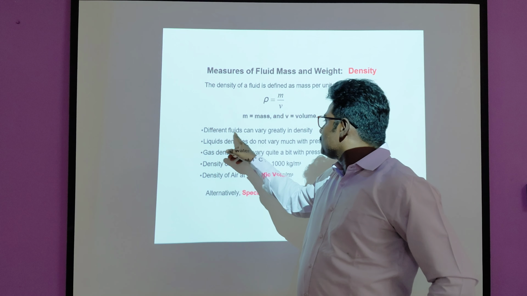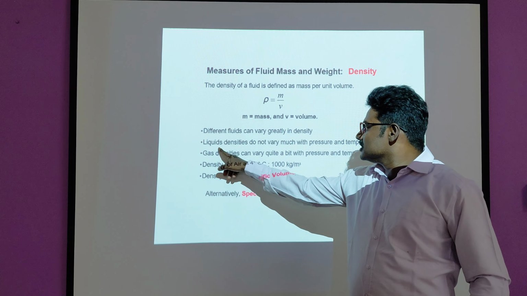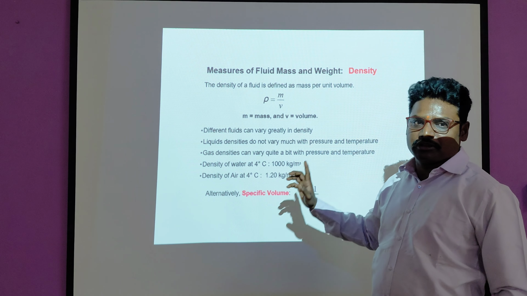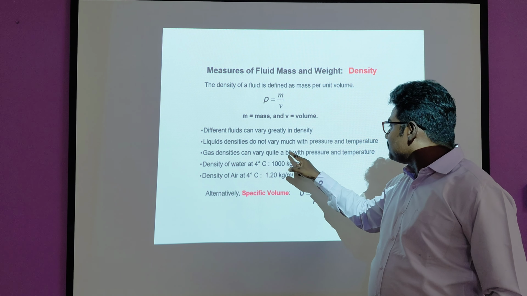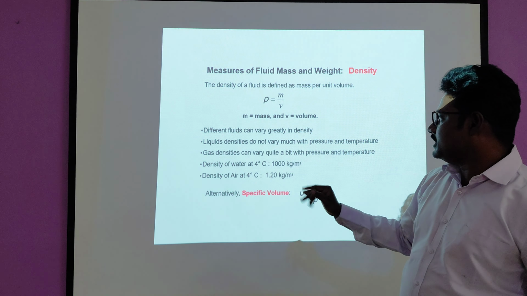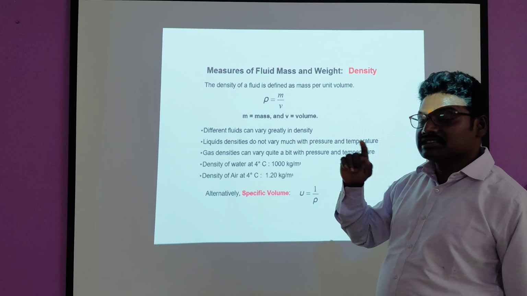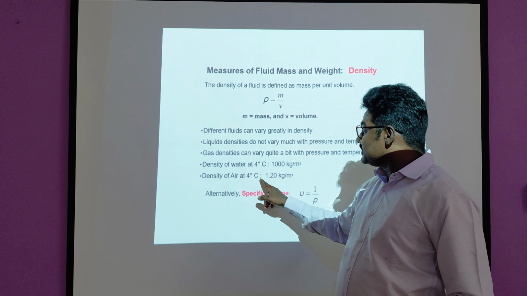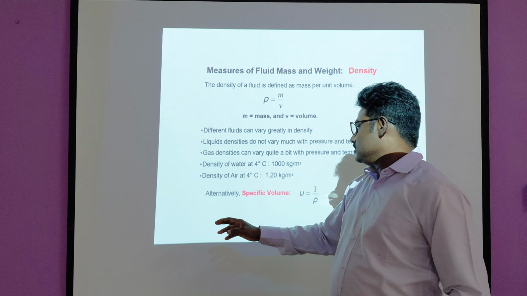Okay? Different fluids can vary greatly in density. Liquid densities do not vary much with pressure and temperature. Gas densities can vary quite a bit with pressure and temperature. Density of water at 4 degrees centigrade is 1000 kilogram per meter cube. Density of air at 4 degrees centigrade is 1.20 kilogram per meter cube. Okay?